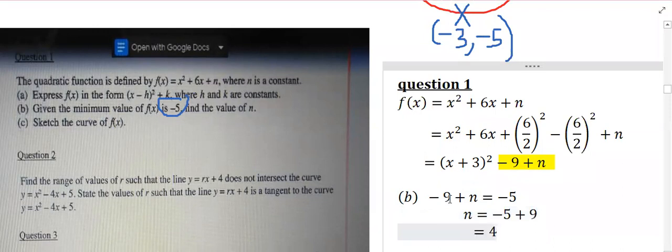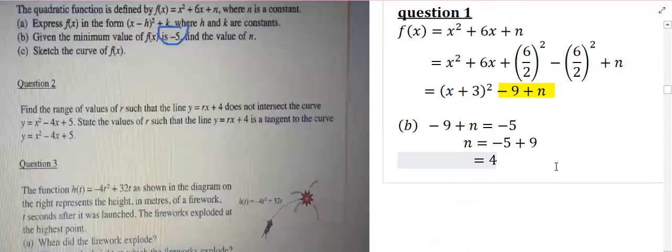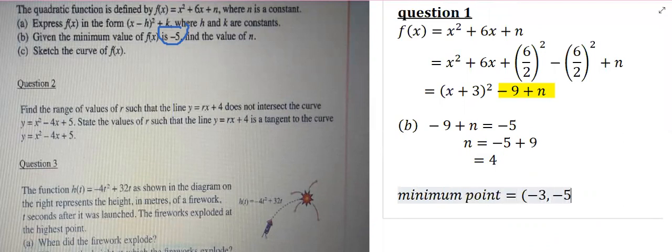And then sketch the curve of fx. Okay, kita nak lukis lengkung dia. Actually, I sketch already lah. I know it's a smiley face. I know the minimum point is negative 3 and negative 5. Tapi ini tak cukup lagi nak lukis. Saya perlu 4 titik. First, titik pertama, I know my minimum point. Minimum point, x is negative 3, y is negative 5.